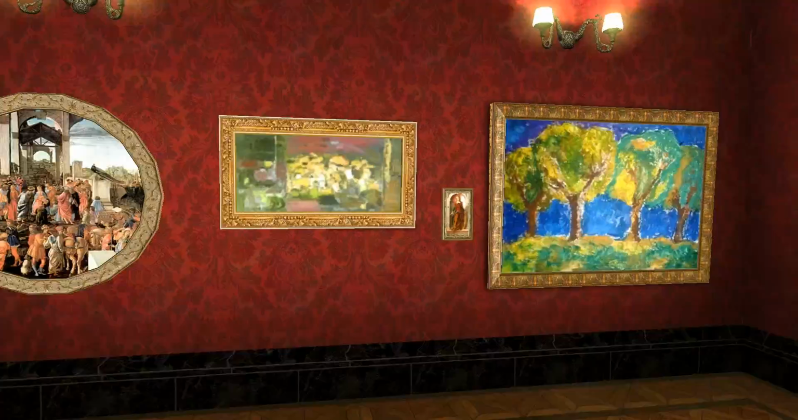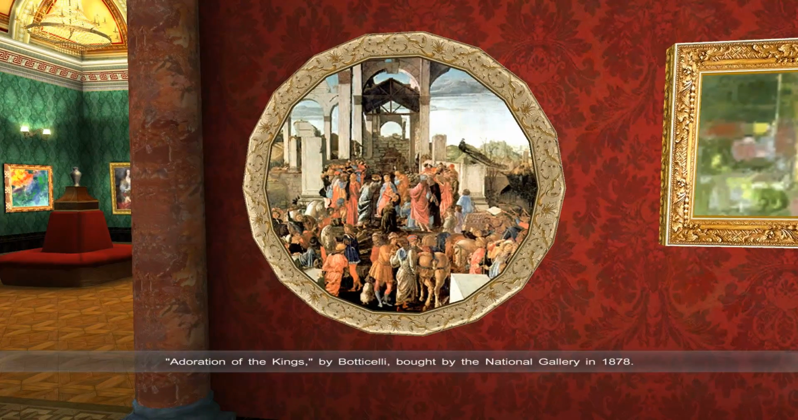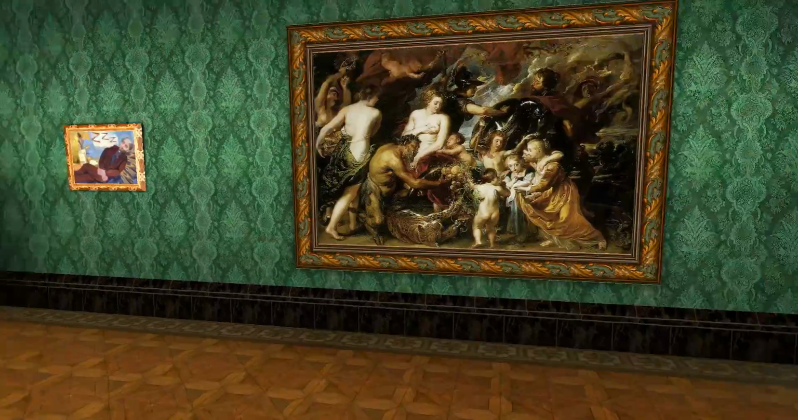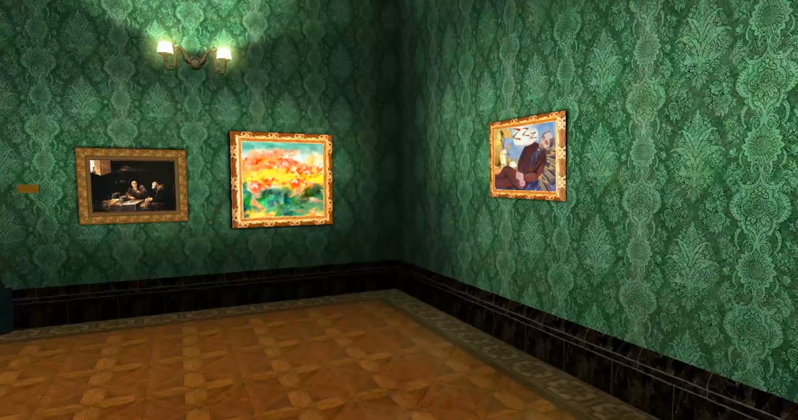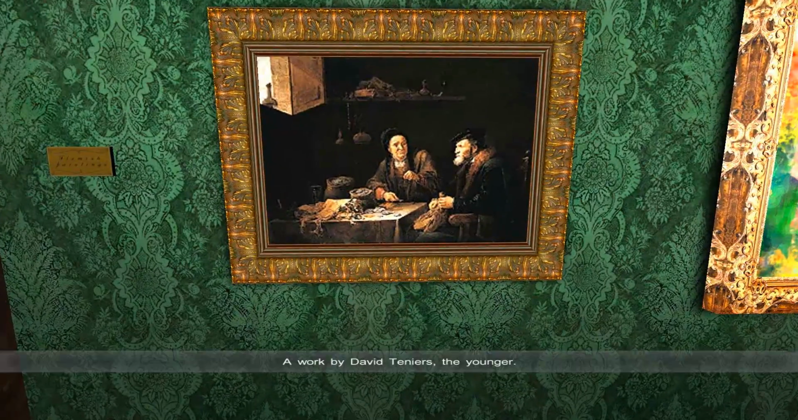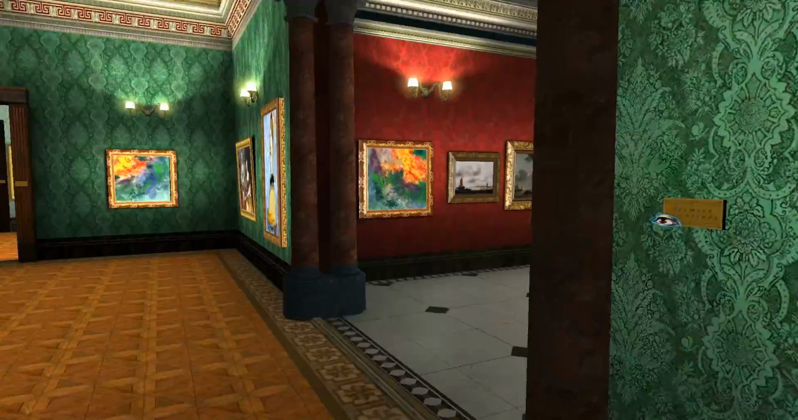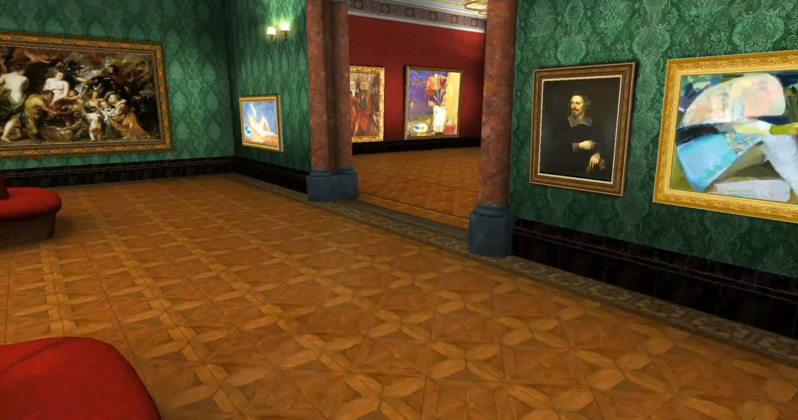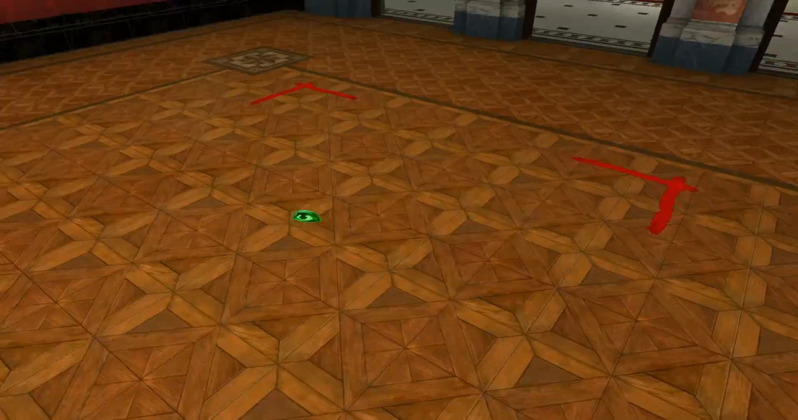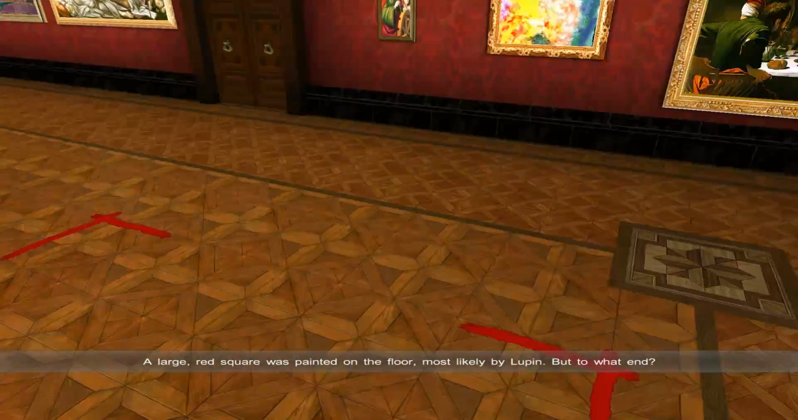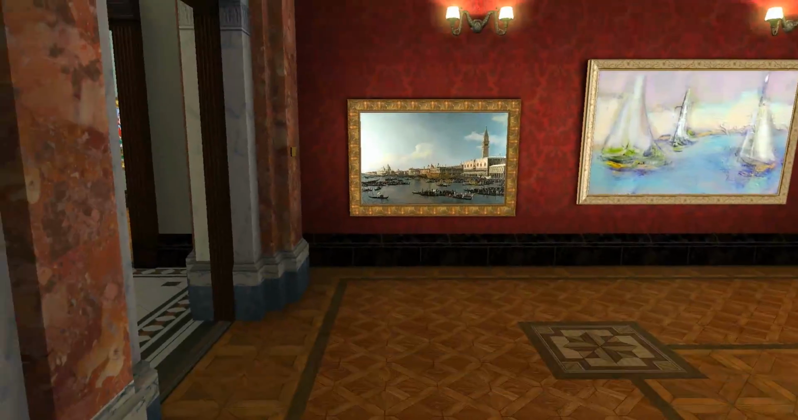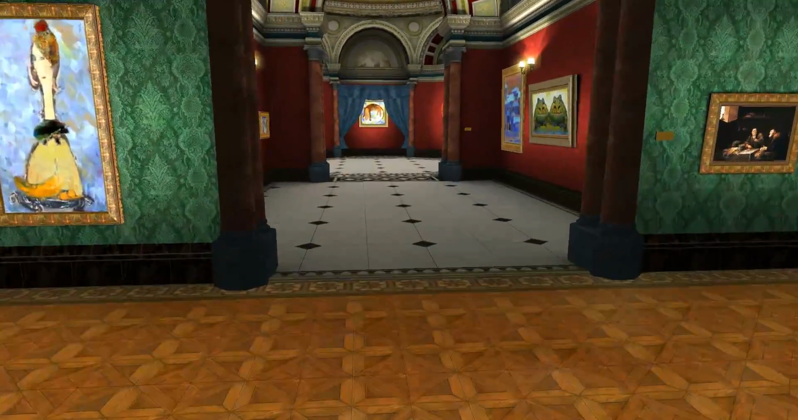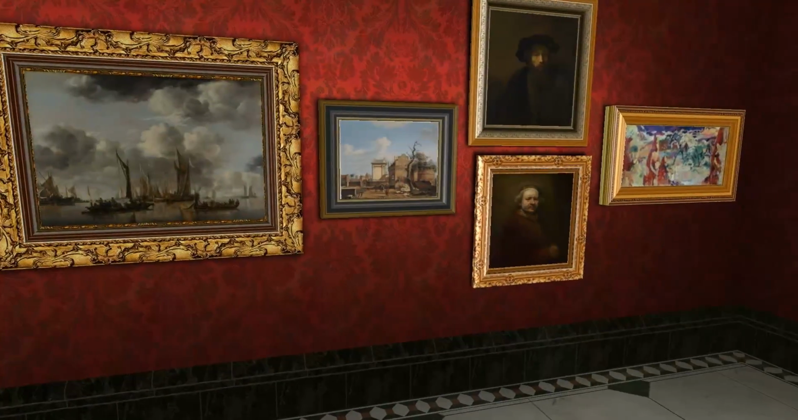Darius, so that's going to be the east. Adoration of the Kings by Botticelli, bought by the National Gallery in 1878. England and Spain. But this is going to be relevant to another one of his letters, isn't it? Right, compass.